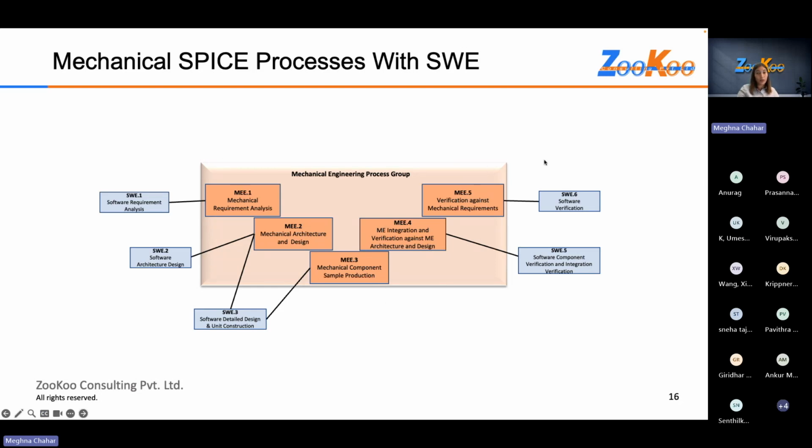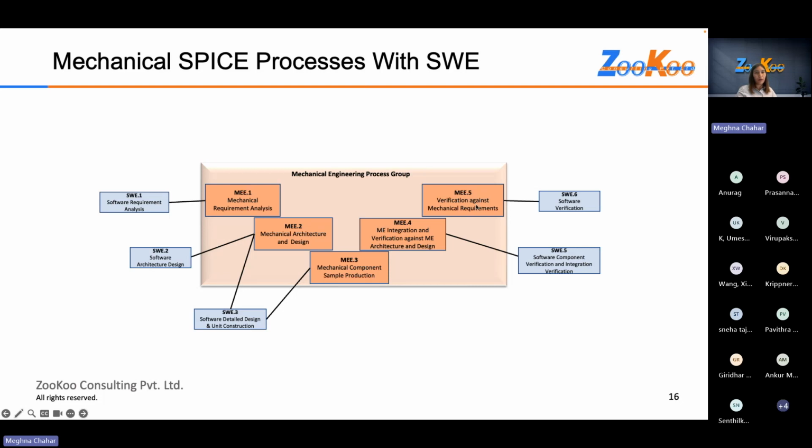Okay, that's not possible. And when I go to the traceability section also, I'll try to give more inputs there. It can be different from your working. The expectation is you need to have requirement, you should have architecture, component designs, and then support for production and your verification. Okay, so here, yes, I just wanted to compare the mechanical spice processes with SWE processes just to give you the idea how these processes are defined.